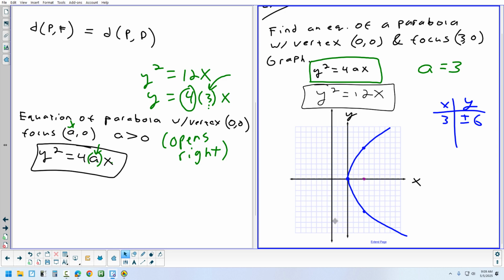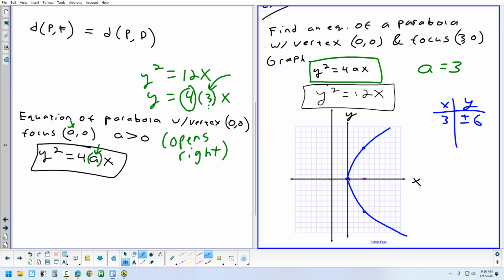And the reason we know that it's there is because if you take any point on the parabola, the distance from that point to the focus and that point to the directrix has to be the same. That's the definition. Well, we already know that the distance from that point to the focus is 3 units. You can just count it. So the distance to the directrix also has to be 3 units from this point right here. The only way this point can be 3 units away from a line is if you put a vertical line right there.